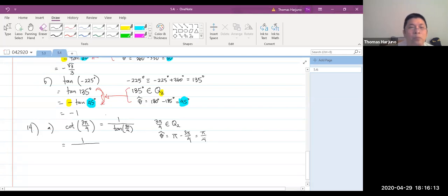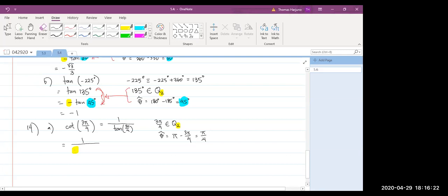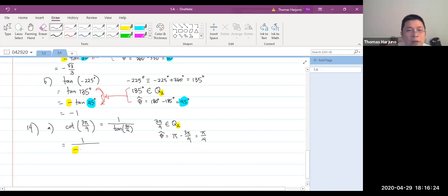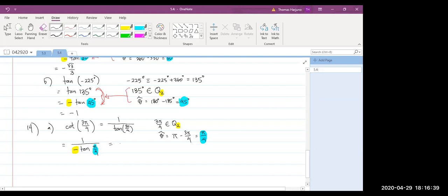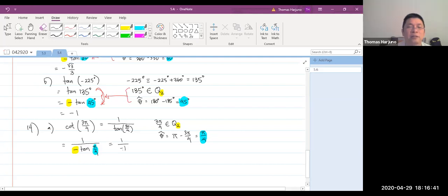Now then, tangent in quadrant 2 is positive or negative? Negative. And then the reference angle is pi over 4. So this is pi over 4 here. Okay, then what is tangent pi over 4? 1. So this is 1 over -1, right? Which is -1.